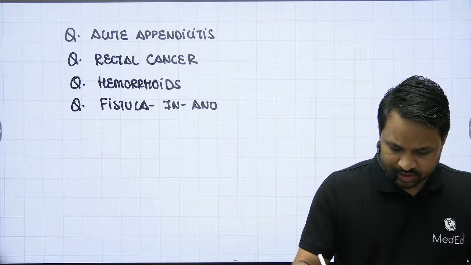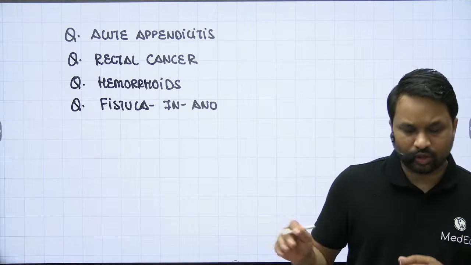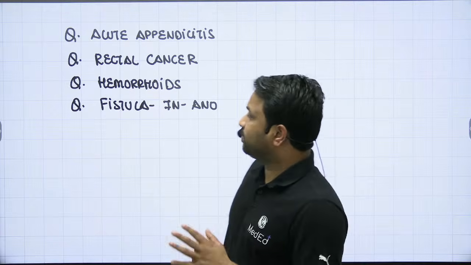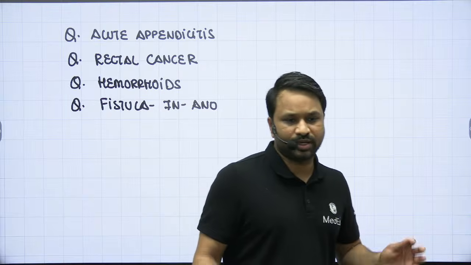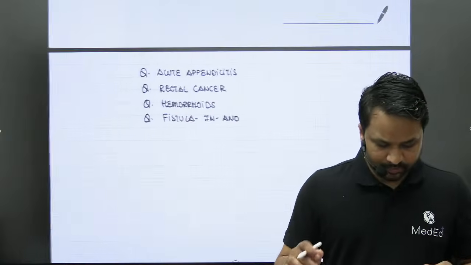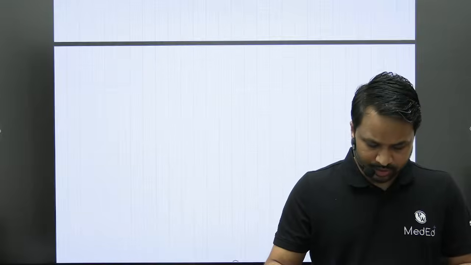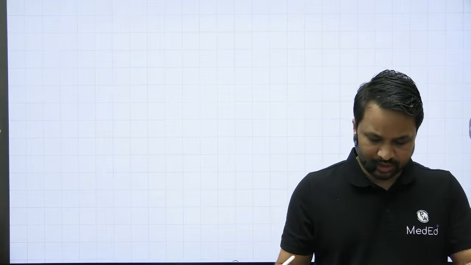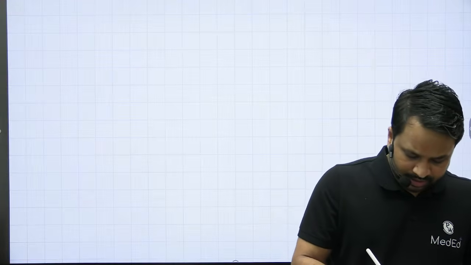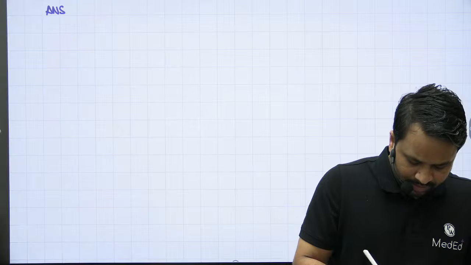So our objective is going to be to talk about all these four topics: your acute appendicitis, your rectal cancers, your hemorrhoids, as well as your fistula in ano, right? So without wasting any further time, let's kickstart our discussion on acute appendicitis. We'll be talking about all the important points in relevance to acute appendicitis.